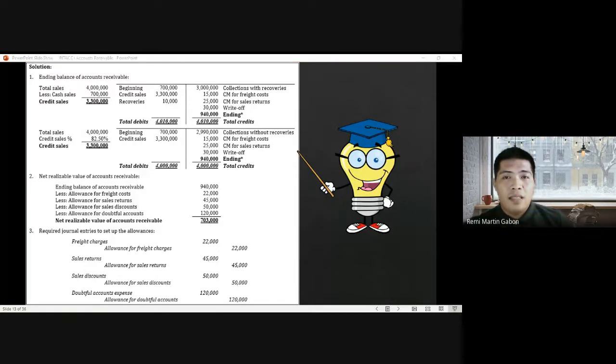Okay? So sige nga, kindly verify if it is correct, 940,000. Sige, calculator warriors. Verify.